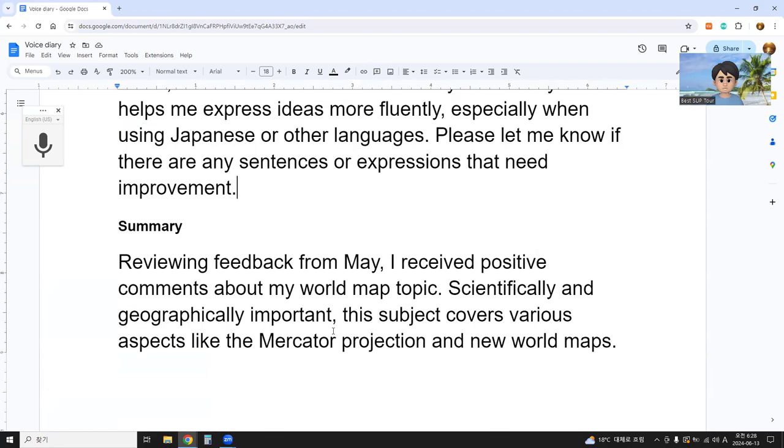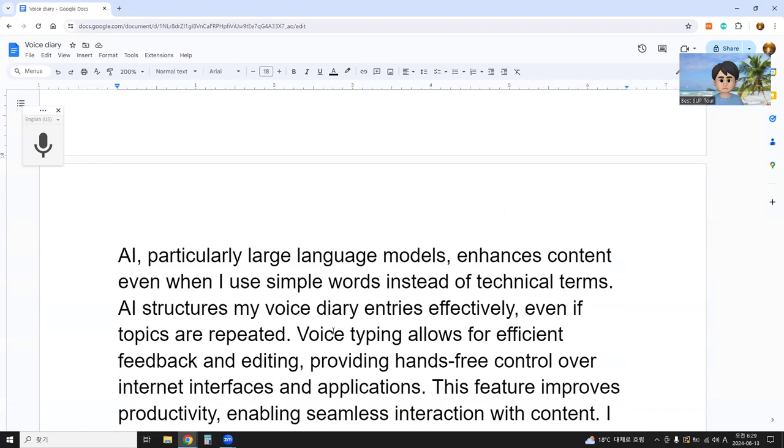Reviewing feedback from May, I received a positive comment about my world map topic. Scientifically and geographically important, the subject can cover various aspects like the Mercator projection and new world maps. AI, particularly large language models, enhanced the content even when I use simple words instead of technical terms. AI structures my voice diary entries effectively even if the topic is repeated.